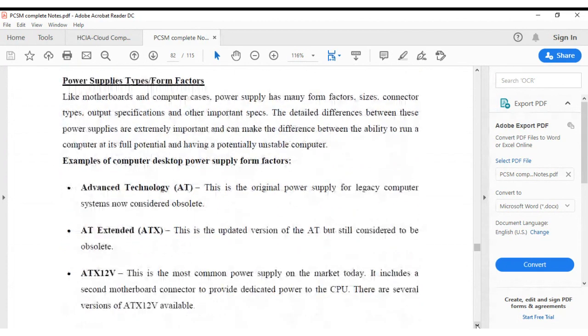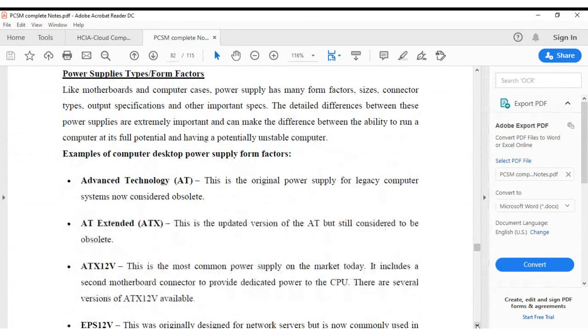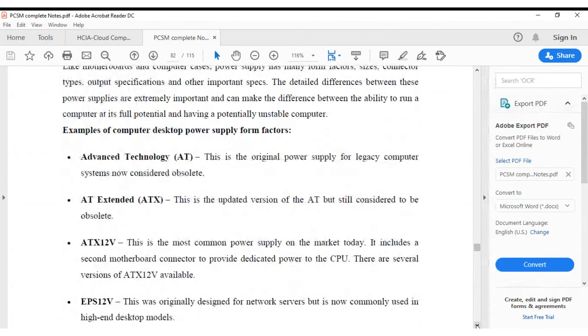Examples of computer desktop power supply form factors. We have advanced technology, called AT. This is the original power supply for legacy computers. Legacy computer systems are now considered obsolete. They are no longer in use.